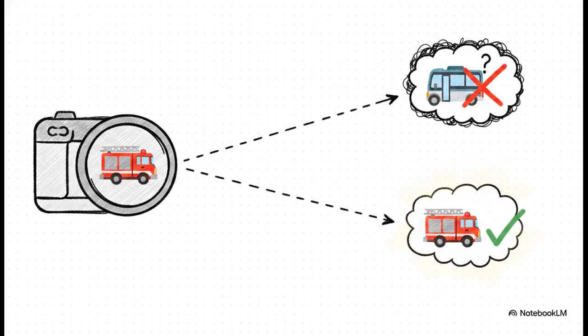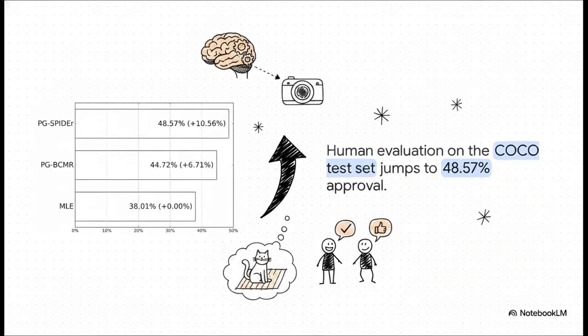But look at our new model, trained with policy gradients, Monte Carlo rollouts, and the SPIDEr metric. It says, "A red fire truck is on a city street." It completely nailed it. And this wasn't just a one-off lucky guess either. When researchers took this model and put it to the ultimate test, grading by actual human beings on the COCO test set, the results were stunning.